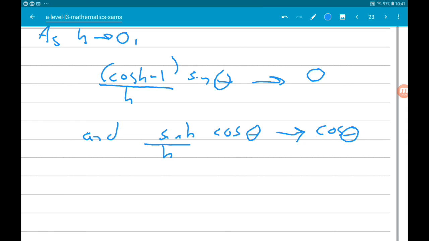Therefore, df by d theta does indeed equal cos of theta.